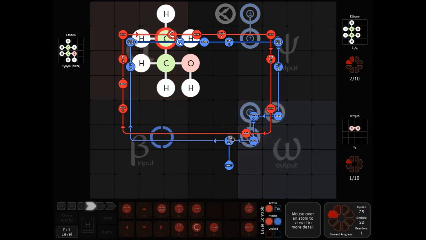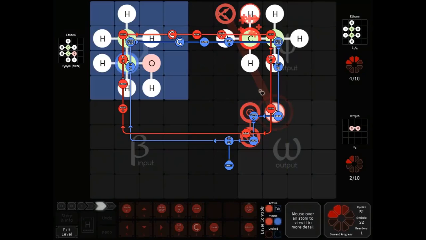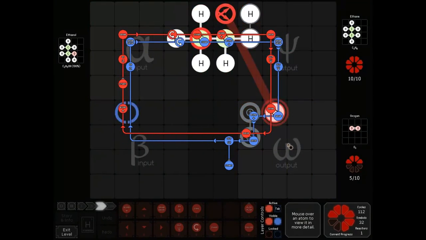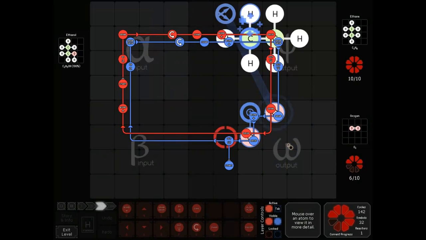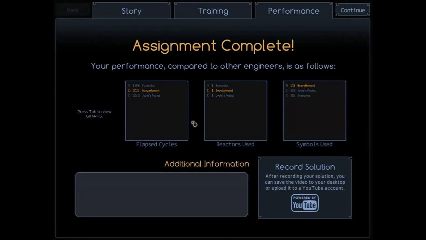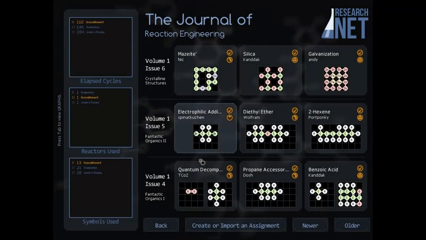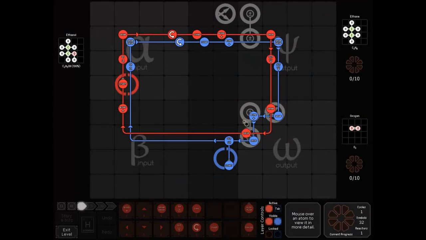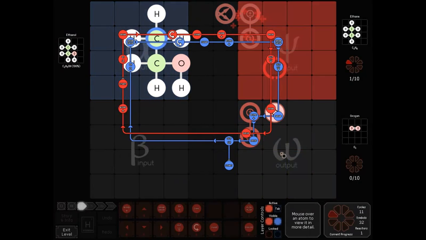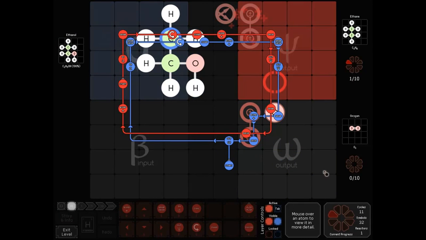Drop output, okay. The solution seems to work. Let's see how fast it goes. Oh, it's faster than my fastest solution, closing in on that 198. How can I make this faster? Let me sit and stare at this for another while.